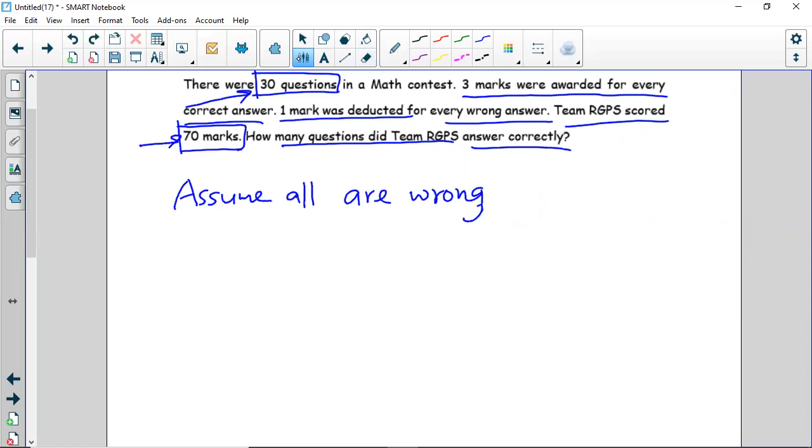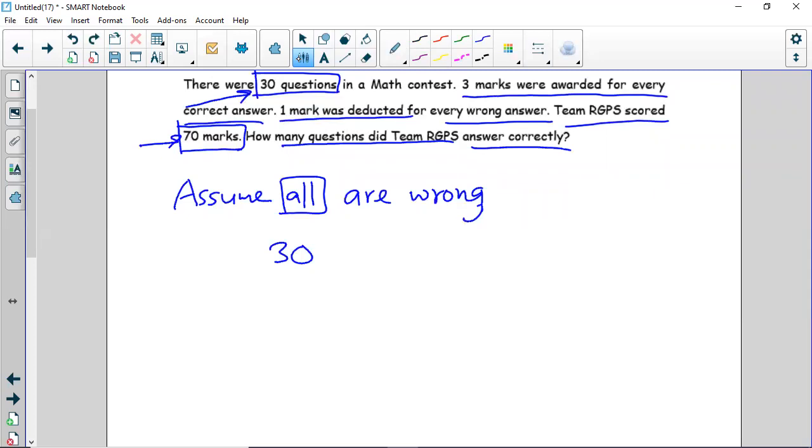So this is a part where students get very confused, or they make a mistake. It's a very common mistake. Their first step is wrong already. They go and take 70 marks times something else, right? So it's supposed to be all the questions. This is all the questions, not all the marks. So assume all the questions are wrong.